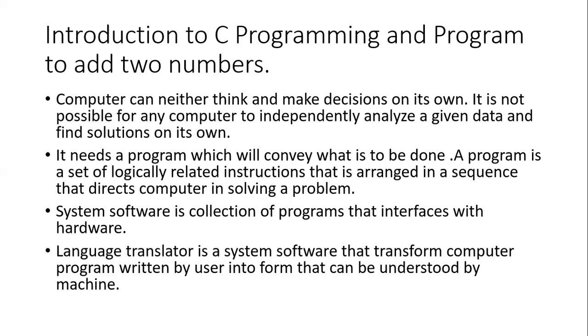So an example of system software is a language translator. Now, what does this language translator do? A language translator is system software that transforms a computer program written by the user into a form that can be understood by the machine. Okay, so basically what does a language translator do? It translates the code into the language of ones and zeros, which is understood by the machine.